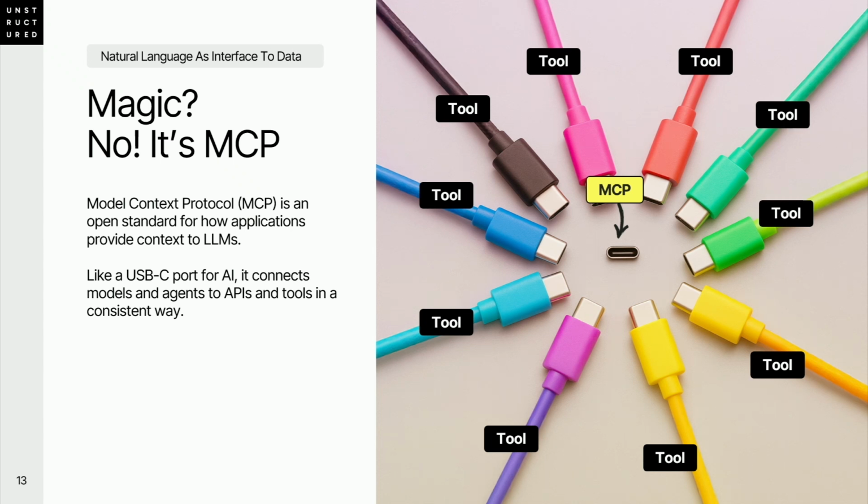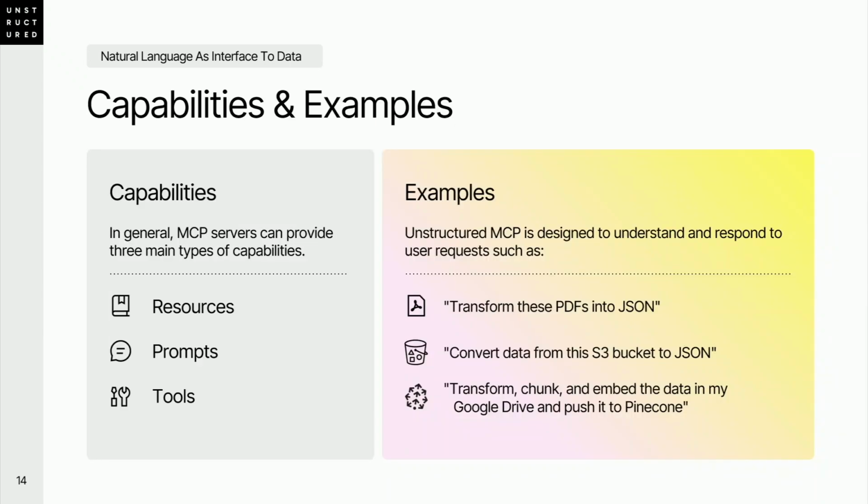MCP is basically just an open standard for how we talk to tooling, right? It brings LLMs closer to the tools. Capabilities that my team have begun to expose to it are access to resources, ability to prompt it, and tool control. So they started standing up the actual version of the Unstructured MCP server that now lives in our GitHub. If you look at docs.unstructured.io, it's all listed out there. The whole thing's accessible to you right now and downloadable and works. And you can make requests like this: transform these PDFs into JSON, convert any data from this S3 bucket to JSON, chunk it, embed it, write it to vector storage.